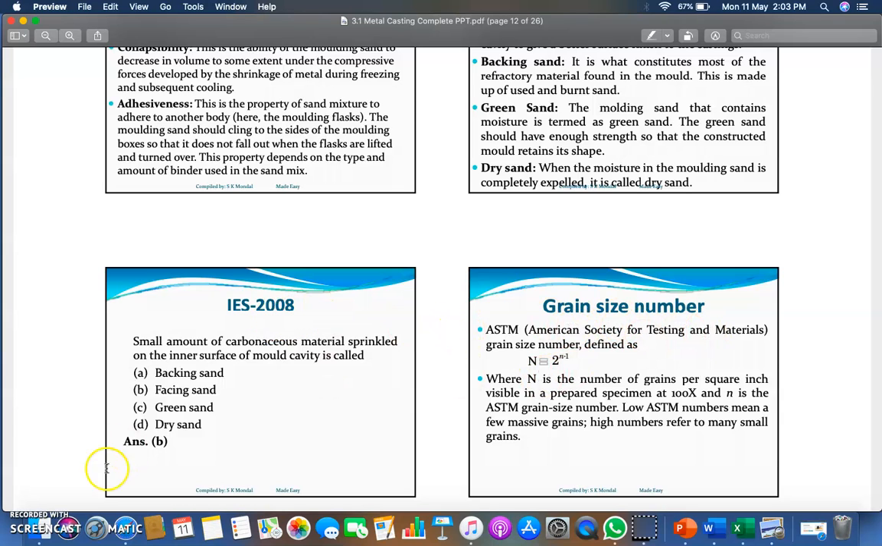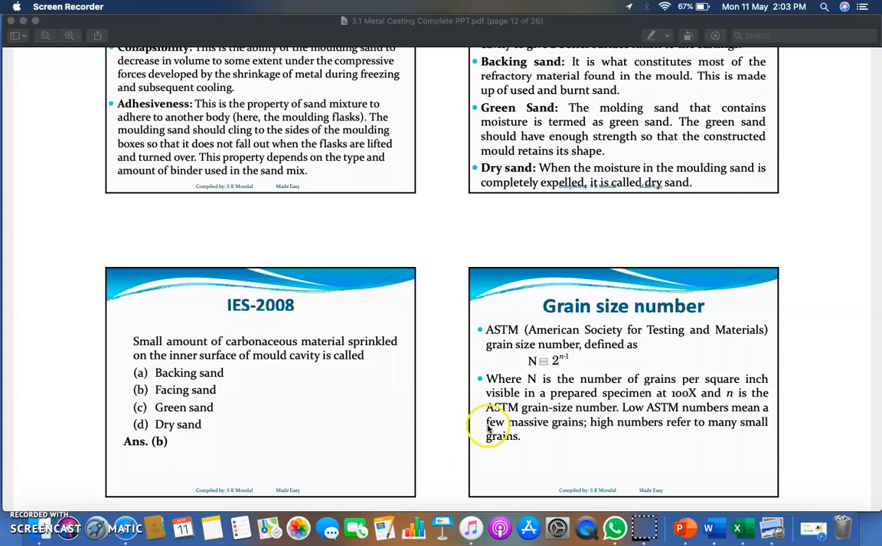Next is grain size number. According to ASTM, the American Society for Testing and Materials, which forms some standards, the grain size number is defined as N = 2^(n-1), where N is the number of grains per square inch visible in the prepared specimen at 100x zoom, and n is the ASTM grain size number. A low ASTM number means few massive grains, and a high number refers to many smaller grains on the prepared specimen. So you have to calculate the grain size number with the help of this formula.